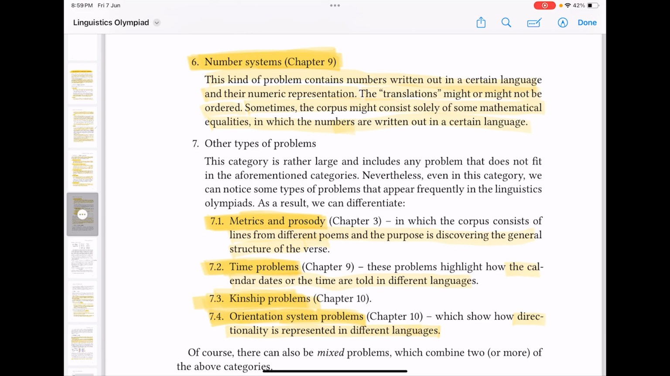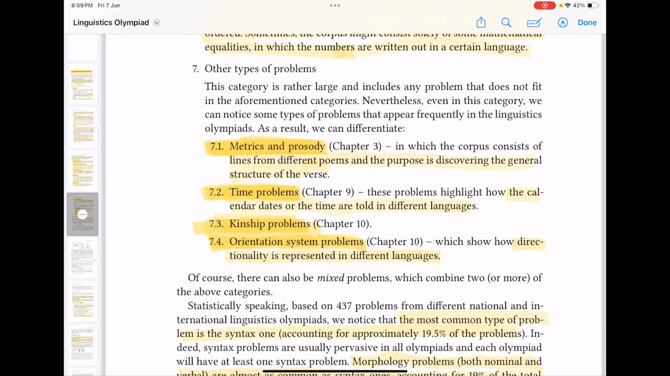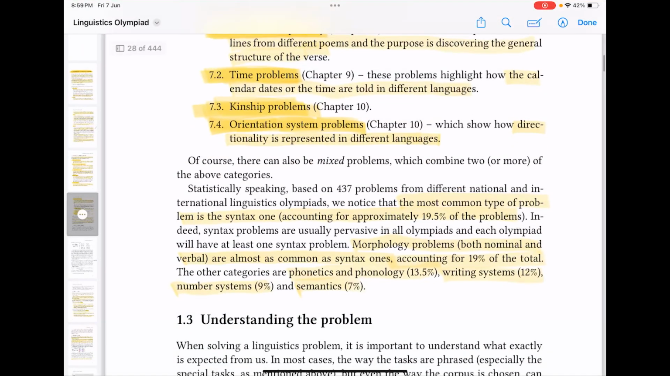And now the number systems. If you've done maths, base systems: these usually figure out base systems and how languages deal with numbers. These translations might or might not be in order, might be Rosetta Stone, might not be chaos. These can be directly numbers or mathematical equations. At lower level Olympiads, it's usually numbers, but as you go up, it's equations with almost no Indo-Arabic numerals. Other types of problems include poetry based problems, calendars, kinship problems, and directions, which are very rare. You won't find them a lot in high level Olympiads, or even in the lower level ones.